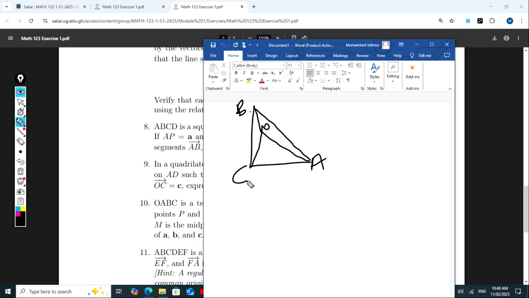So they said that OA is what? We represent the vector OA as a. Then OB as b. So OB is b. Then OC as what? c.